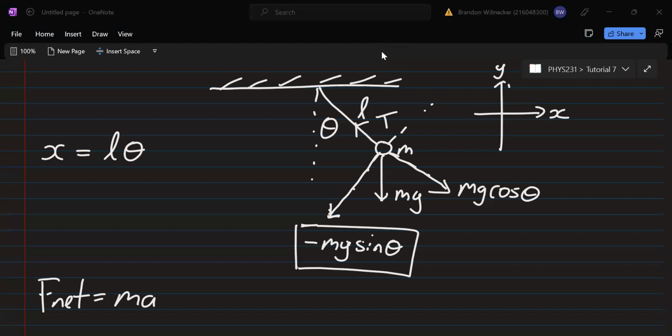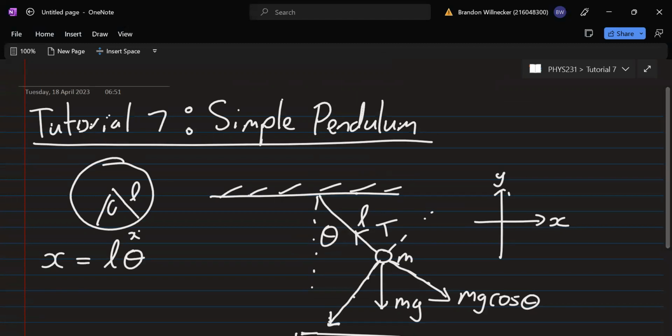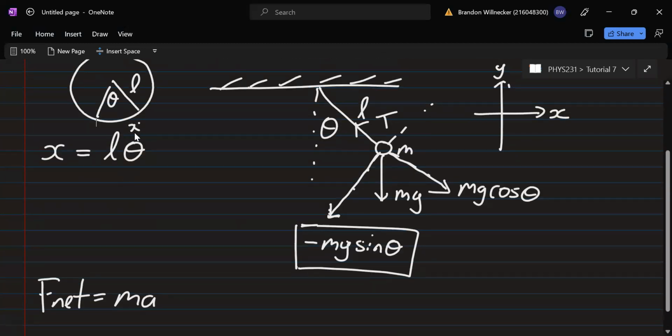Because theta is in radians, if we multiply it by the radius, we get the arc length. So in this case, x represents this arc length distance here. That's x, that's L, and that's theta. Now we can just do a double derivative on x to get the acceleration. x double dot is L theta double dot. So if we have the angular acceleration, we just multiply that by L and we get the linear one that we're interested in, corresponding to the tangential motion.